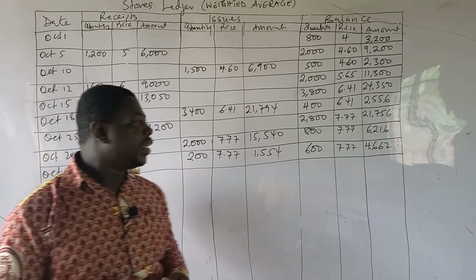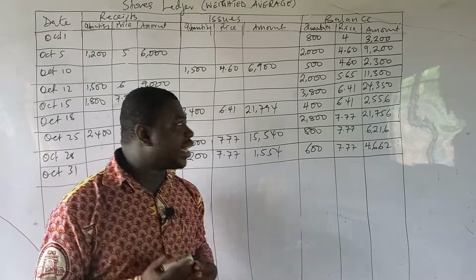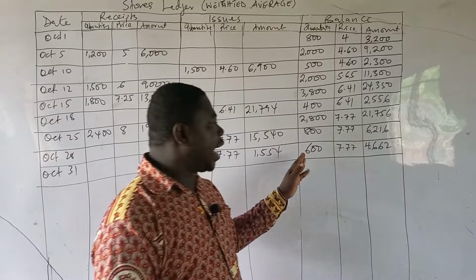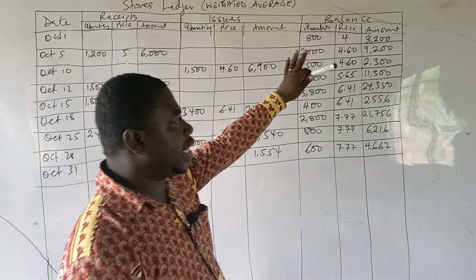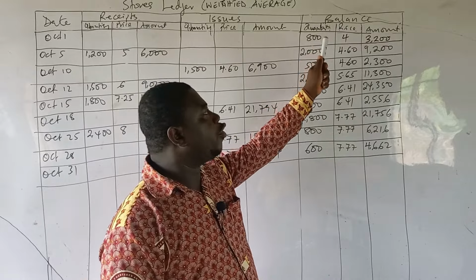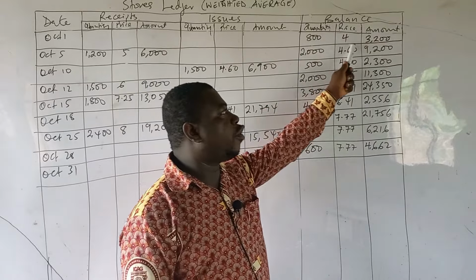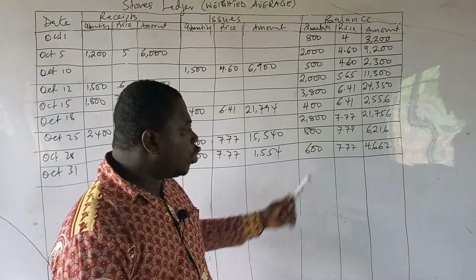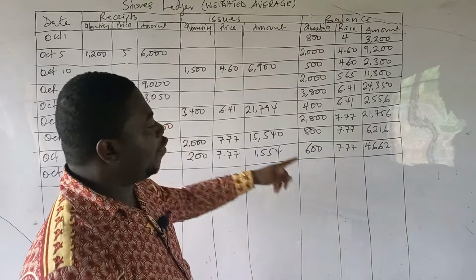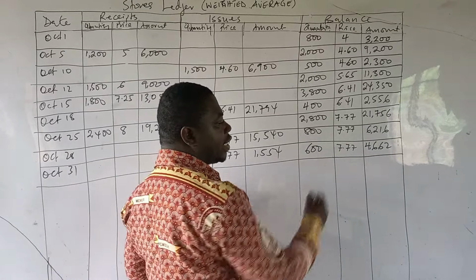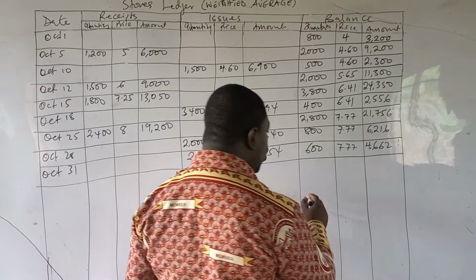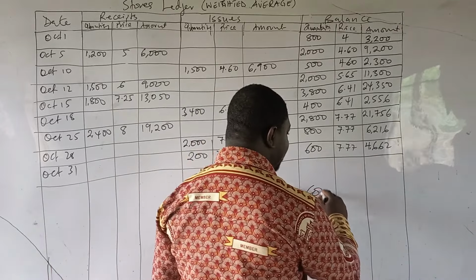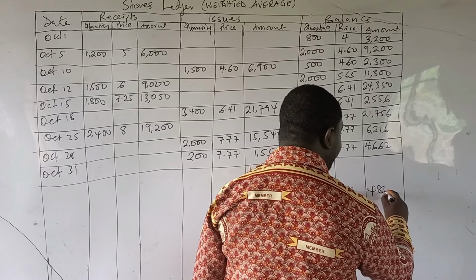But you see, that is our closing stock. Anytime you are done, whether it's FIFO or LIFO, the last balance is your closing stock. Now, our opening stock was the same, whether FIFO or LIFO: 800 at 4. But when it came to the closing stock, we could see that weighted average is giving us 600 at 7.77, which is 4,662. But remember that the FIFO gave us 600 at 8 for 4,800.